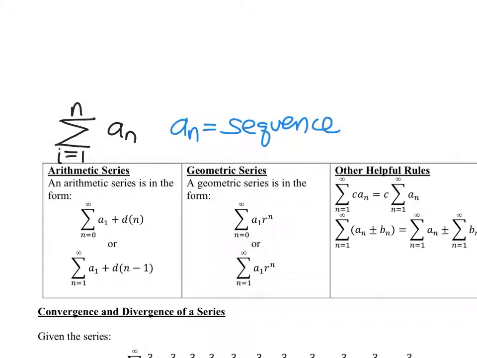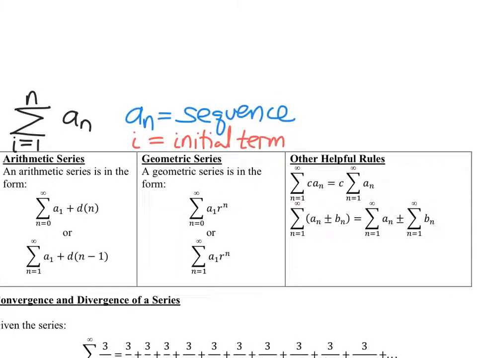The i stands for index, but that has never helped anyone ever. So we're going to say i represents the initial value, the initial term of the sequence. And then the n on the top is the final term. So n is the final term.